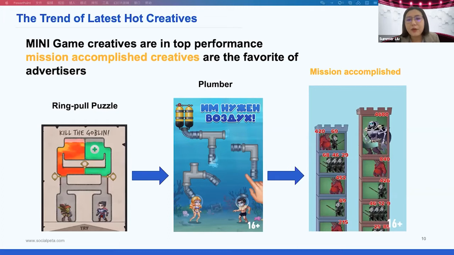Take the famous card game Hero Wars, for example. You can see three examples here. The video on the left has adopted a ring pull puzzle theme. The middle one applied a plumber puzzle theme. And the last one combines a mission accomplished theme. So we can see not only RPG games, but also strategy and adult games tend to use such themes in creatives.